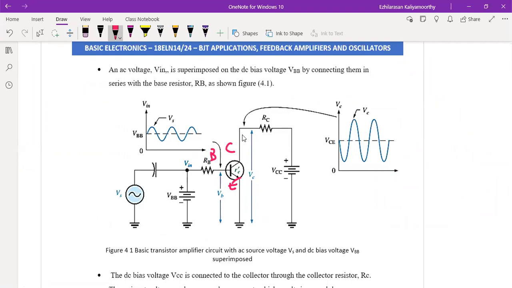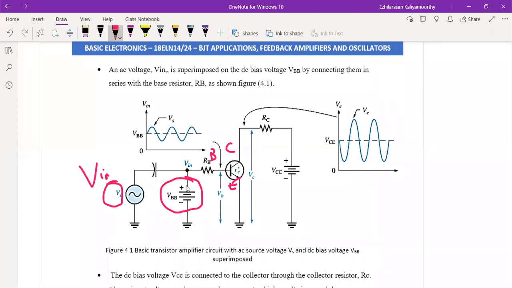We have given the proper bias. All the way we connected the resistances: RB is the base resistance, and RC is the collector resistance. Then we connected one capacitor over here to block the DC voltage. An AC voltage Vin, the V source, is superimposed on the DC bias voltage VBB. We connect the voltage between the base and the emitter.